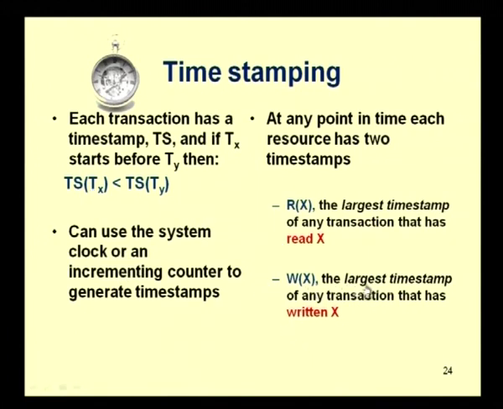Similarly, W of X is the largest timestamp of any transaction that has written X. So X is a data item, R is a read and W is a write. Associated with the write of that X, you have a timestamp, and it is the timestamp of any transaction that has written X.